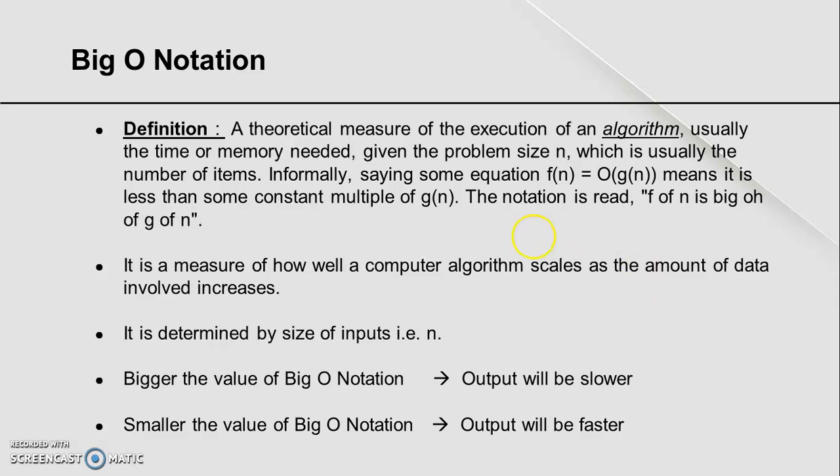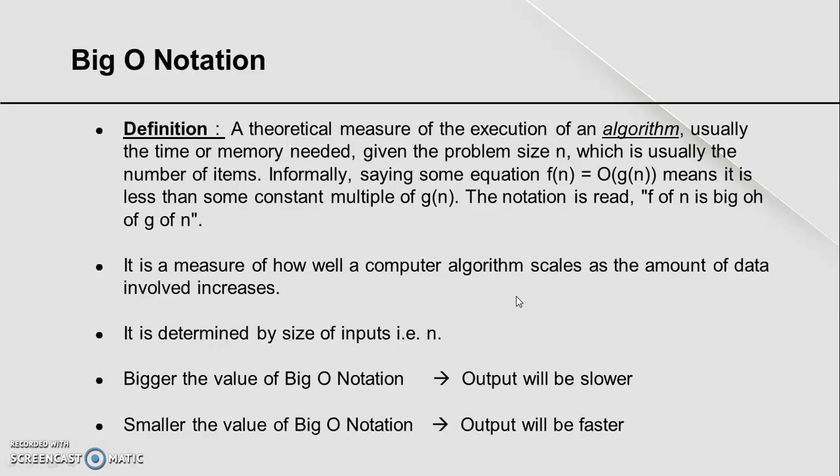For example, we are saying some function f of n equal to O of g of n, means it is less than some constant multiple of g of n. This is the time complexity of function f of n equal to O of g of n. The notation to read is f of n is big O of g of n. It is a measure of how well a computer algorithm scales as the amount of data involved increases.